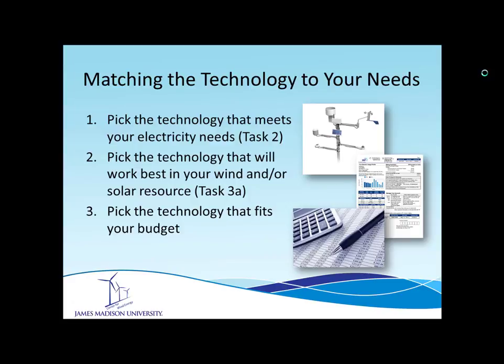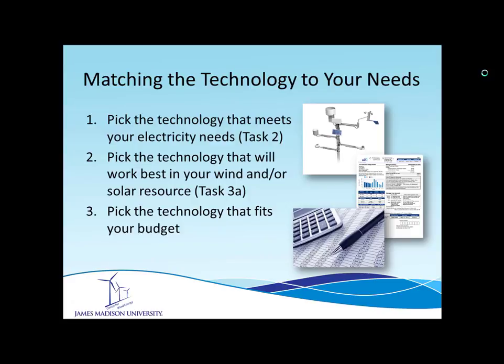In this project, you've gone through and you understand now what your energy needs are, what your electricity needs are. And so you've been through the siting and the resource assessment, so you know what kind of resources are available to you in terms of wind and solar. So now it's important that you understand the technology that's available and how to match that to your resource. So again, number 1, pick the technology that meets your electricity needs, which was task 2. Pick the technology that will work the best in your wind and or solar resource, which again was task 3A. And then now we're really focusing on picking the technology that fits your budget.